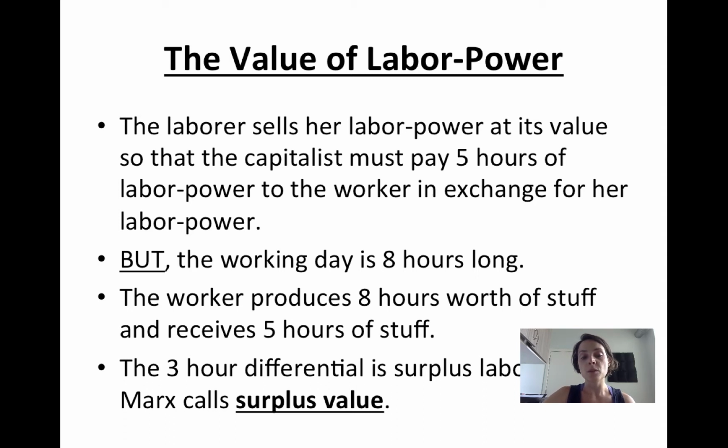Okay, but then the working shift is 8 hours long. So the worker produces 8 hours' worth of stuff, but only receives 5 hours. The 3-hour differential is what Marx called the surplus labor or surplus value. Okay, so there is some leftover after the worker produces and reproduces him or herself.